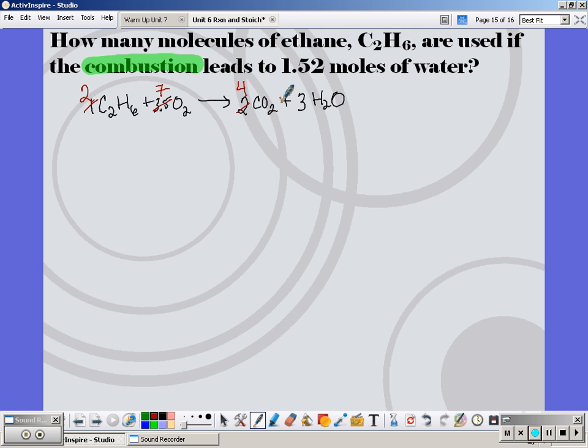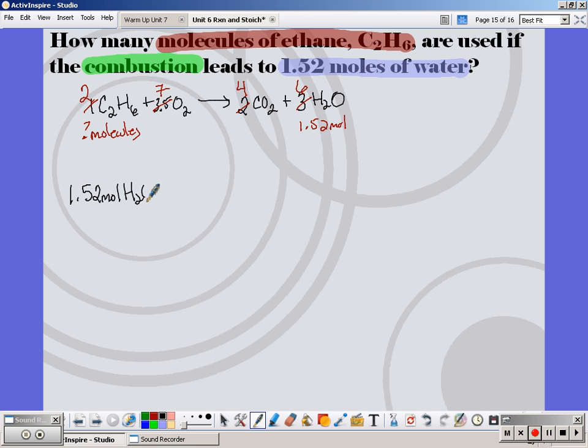I'm given 1.25 moles of water, and I want to know how many molecules of ethane are used. So underneath water, I'm going to put 1.52, and under methane, I'm going to put question mark molecules. Remember, molecules and moles are not the same thing. So I start with my given moles of water. I'm already in moles, so I can jump to the mole ratio. Moles of water to moles of ethane. Coefficients 2 and 6. And then I want molecules, so I'd say 1 mole is Avogadro's number of molecules.